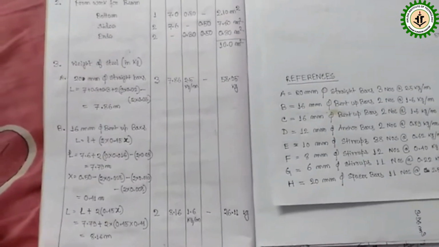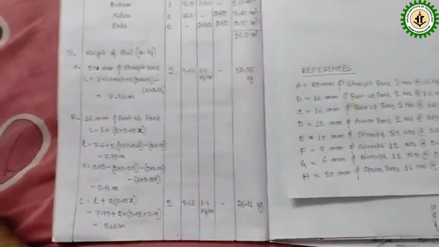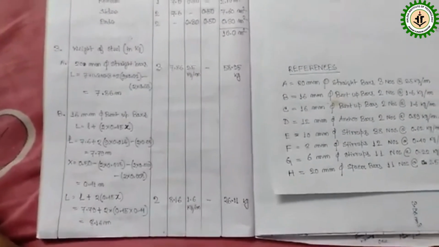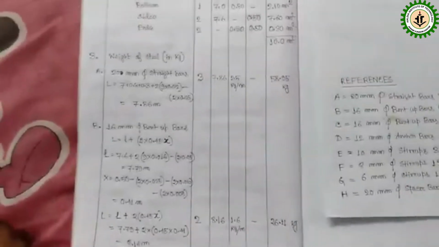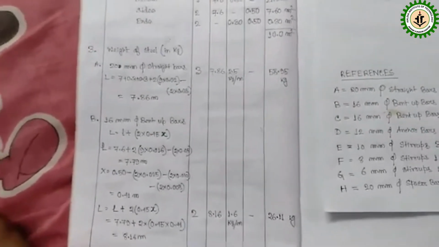So next is B type bar. B type bar is bent up bar or crank bar. From reference we get there are 2 bent up bars of 16 millimeter diameter, and the unit weight of this bent up bar or crank bar is 1.5 kg per meter. Now first we have to determine the length of 16 millimeter bent up bars.